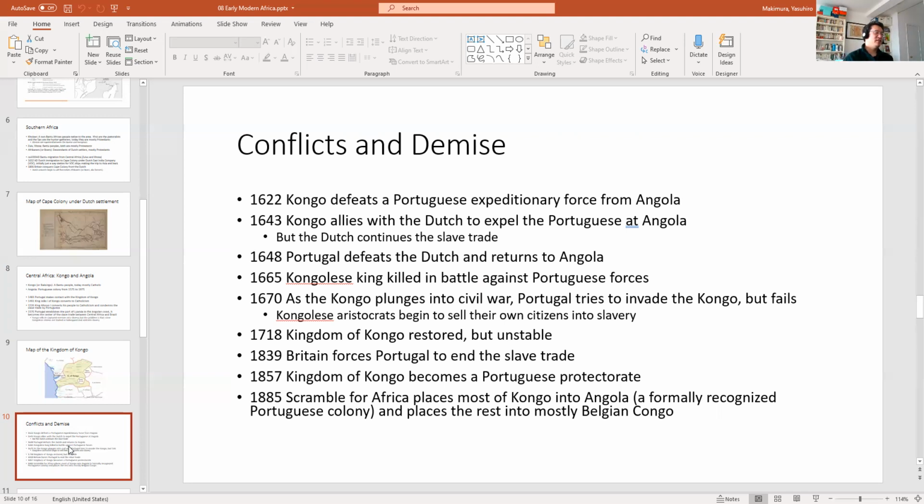And finally, in 1665, the Congolese king is killed in battle against the Portuguese forces, and that is the marker for the start of the Congolese Civil War. So the Congolese aristocrats basically go to war against each other to see who will be the next king of Angola, right?